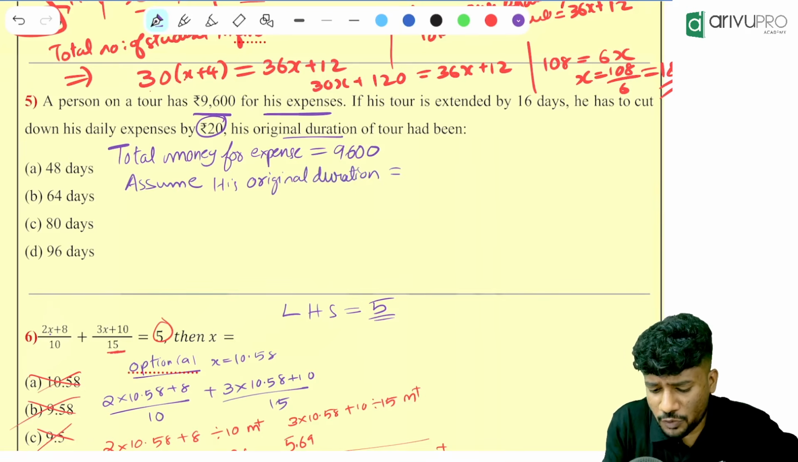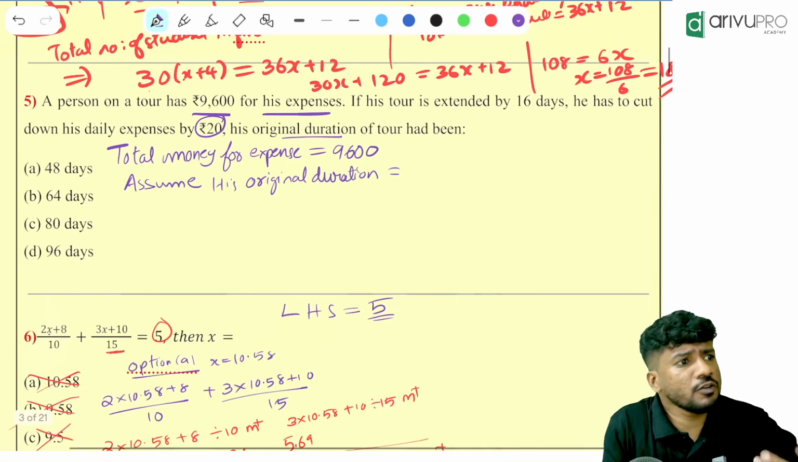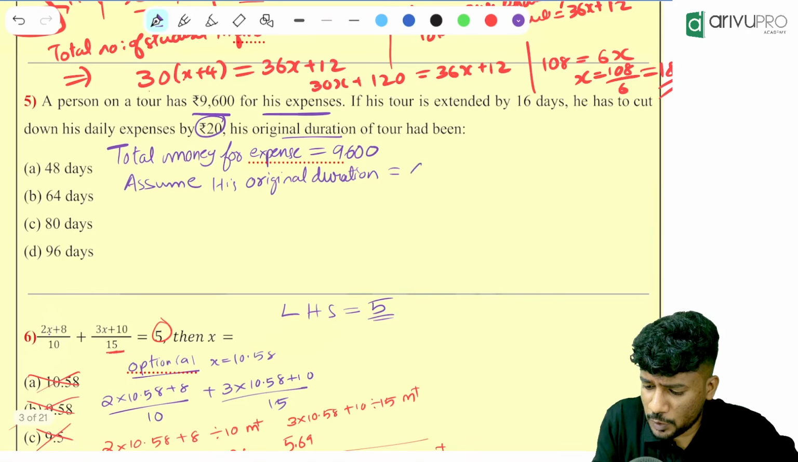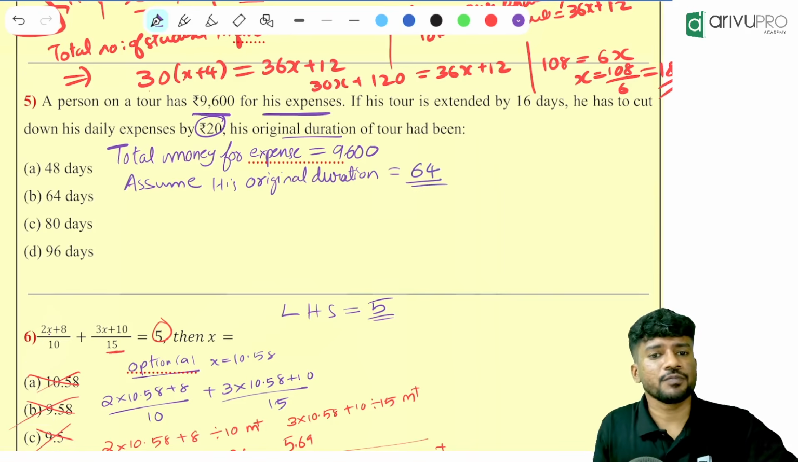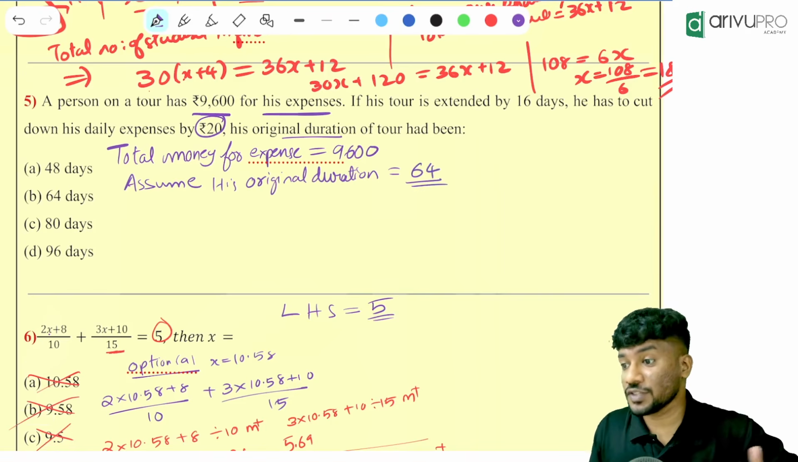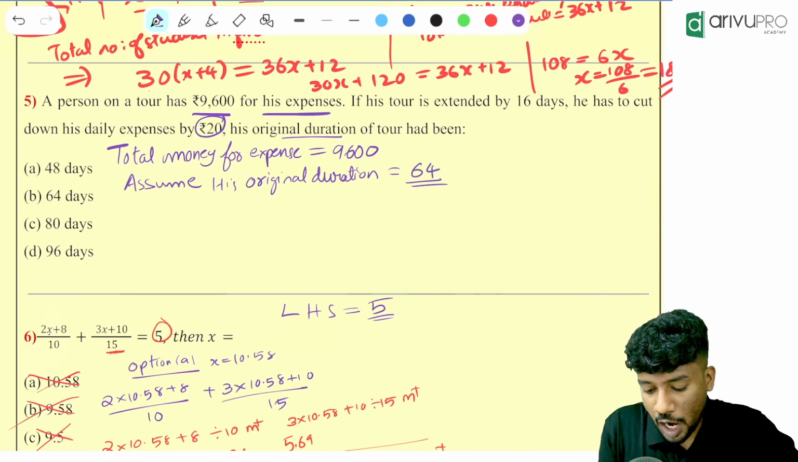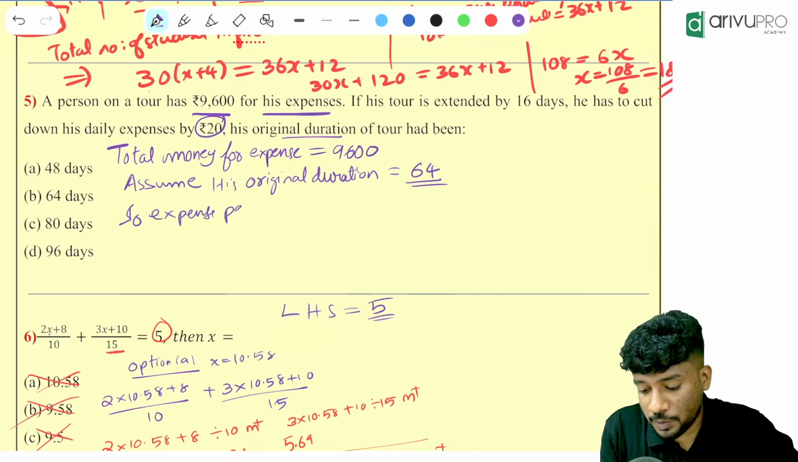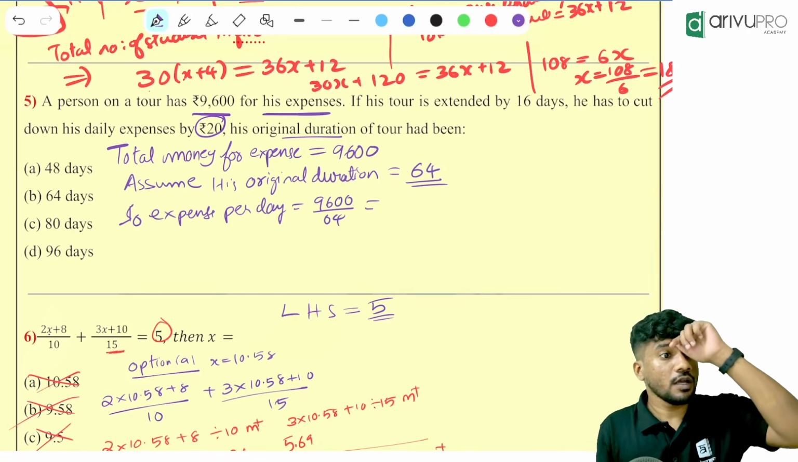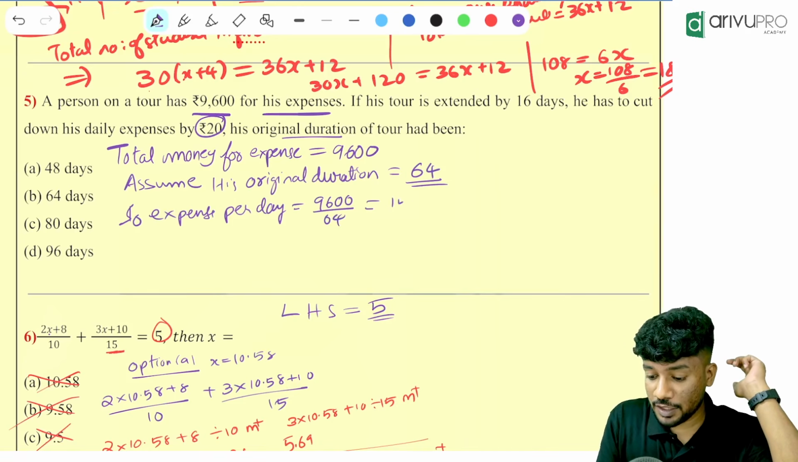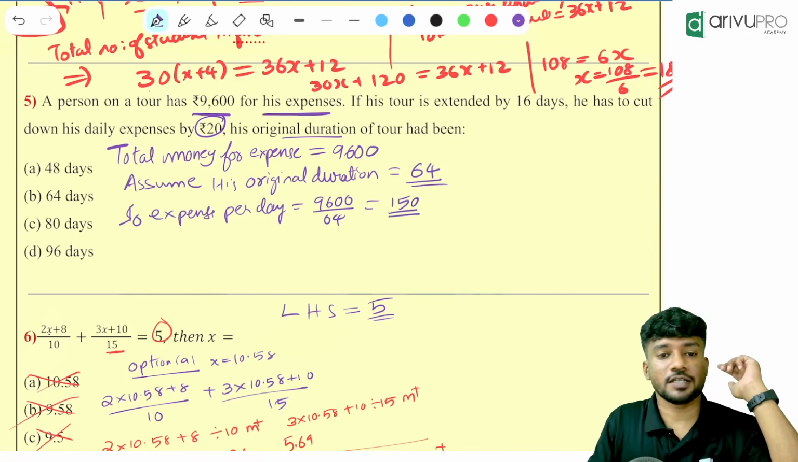Check which option. You want to try with option A? Everyone try option A. Duration is equal to 64. Okay. His initial duration was 64. Now, how much is the expense per day? Can anyone tell me how much is expense per day? 9,600 divided by 64. How much is it? 150. Okay. 150 is the expense per day.